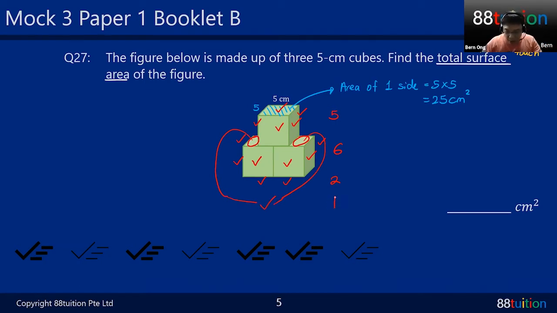So total got how many? You have to count them systematically and carefully. 5 plus 6, 11, 12, 13, 14. Total got 14 sides. Can you see or not? You have to slowly count. No choice. 14 sides, slowly count. Just move one cube to the other side, then one total square on top will be exposed.